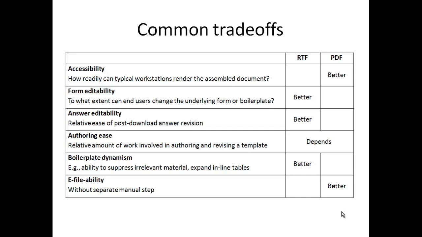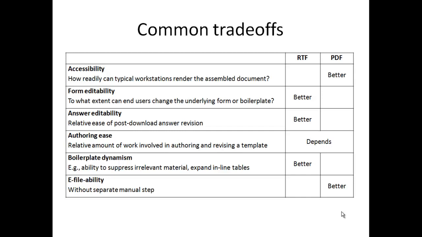How much do you want to be able to suppress irrelevant material? If you've got a PDF form that's got a table in it with 10 rows, it's always going to have 10 rows. You're not going to be able to suppress those rows if there's only 2 answers, whereas in Word you can do that. And one last consideration that's becoming more and more important for e-filing: most e-filing systems now require documents to be in PDF format. So be aware of that.